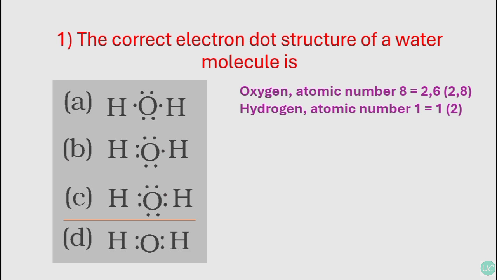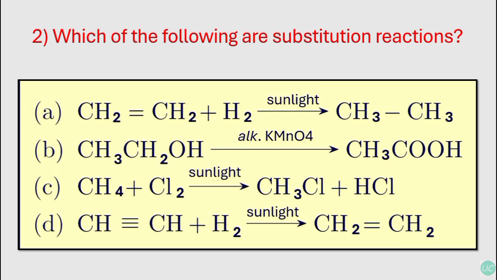Okay, our next question is, which of the following are substitution reactions? Now, a substitution reaction is when one atom is replaced by another atom or group of atoms. That is known as a substitution reaction. So, in the first option, you can see that there is ethene and hydrogen, and in presence of sunlight, it becomes ethane. That means the hydrogen is added. So, this is an addition reaction, not a substitution reaction.